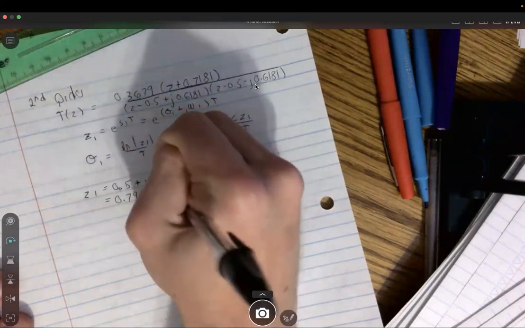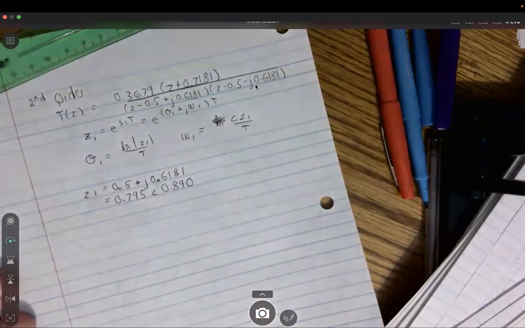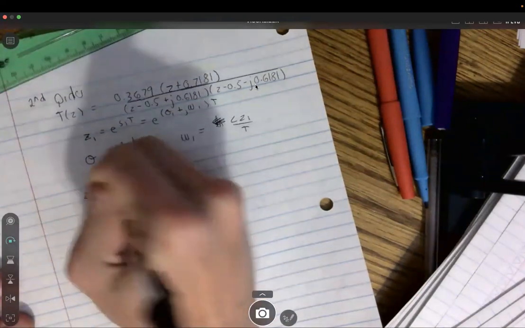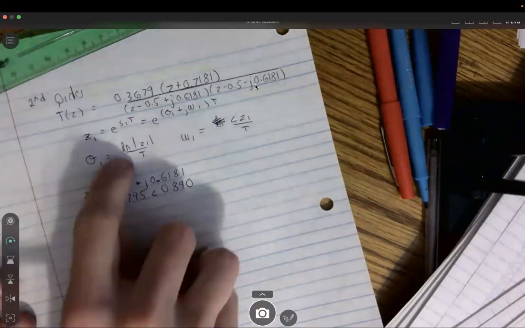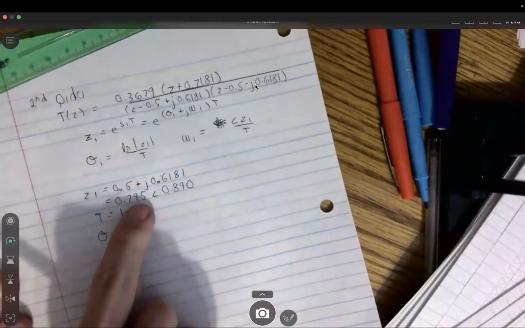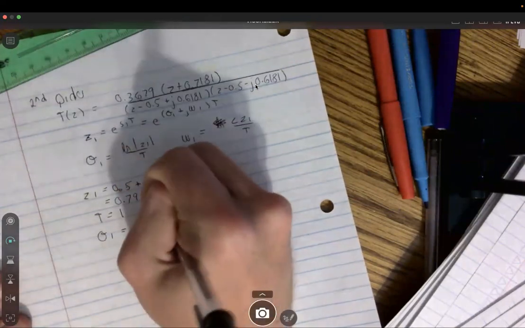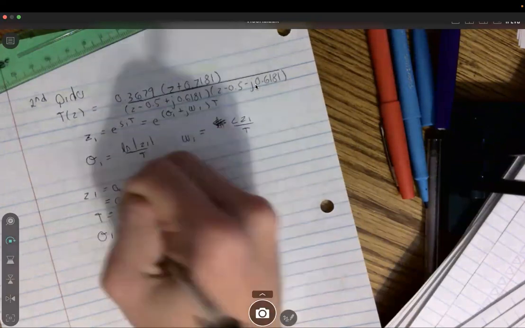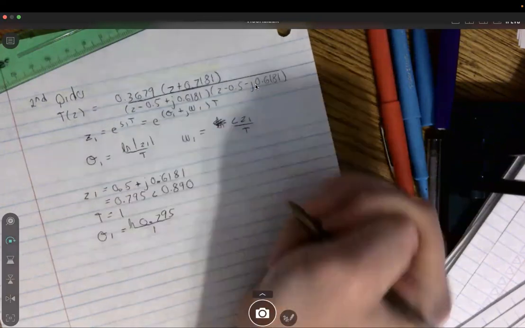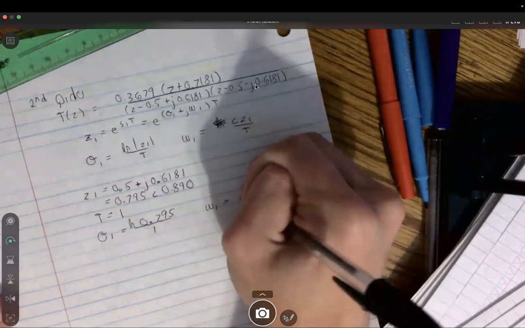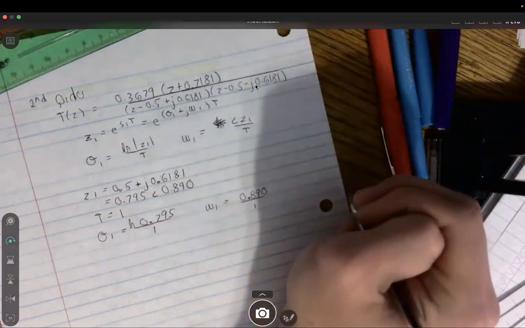Phase is 0.890. Say our sampling time is defined as 1 second. So what we have to do is find sigma 1. Sigma 1 is equal to, well, this is the magnitude, right? So it's calling for the natural log of 0.75995, and then divided by our sampling time, 1 second. What about omega 1? It's equal to the phase, which is 0.890, divided by our sampling time of 1 second.